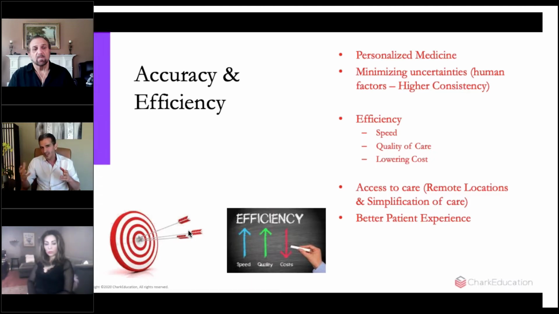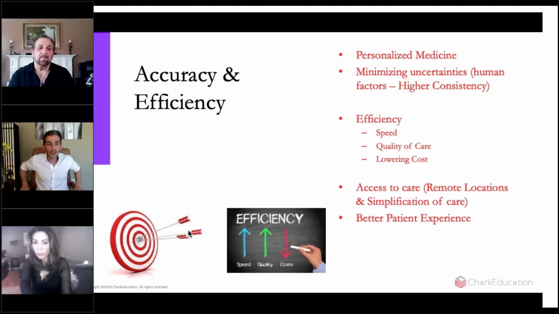And efficiency. And what is efficiency really? We talk about efficiency a lot, but efficiency really means three things. One, it's going to allow us to do things faster. It's going to allow us to lower the cost. And it's also going to allow us to increase the quality of care. And that's exactly what technology is going to do for us. When I talk about the digital workflows, those are the three measures that we want to focus on. How can we increase the speed to treatment? How can we increase quality of care? And how can we lower the cost?